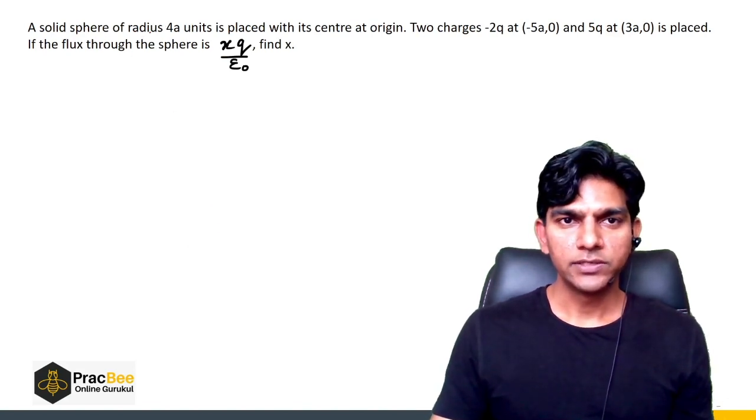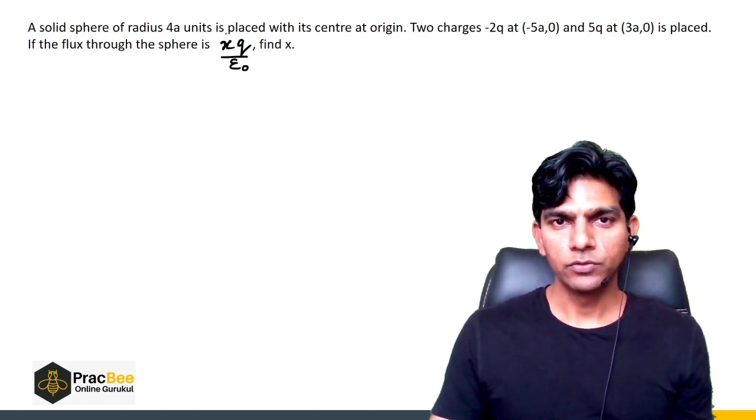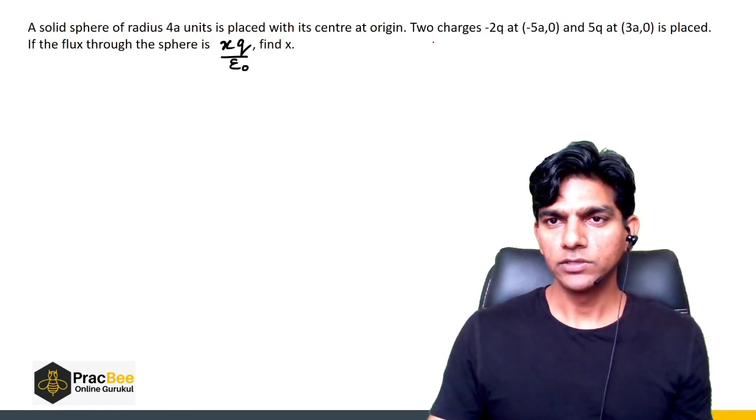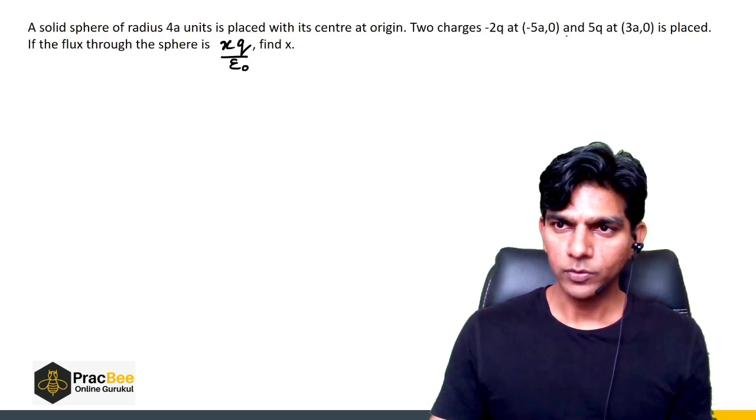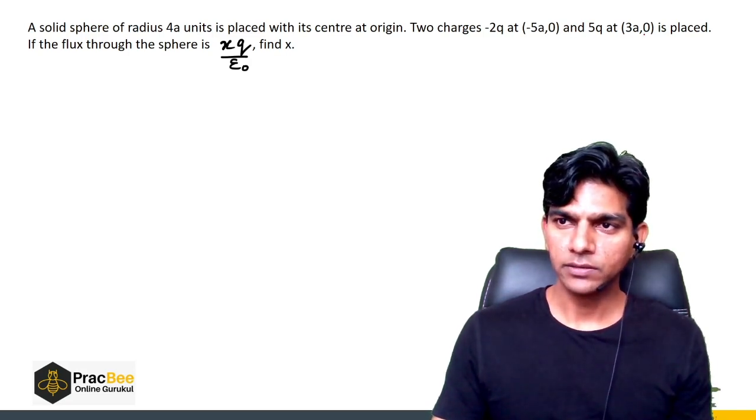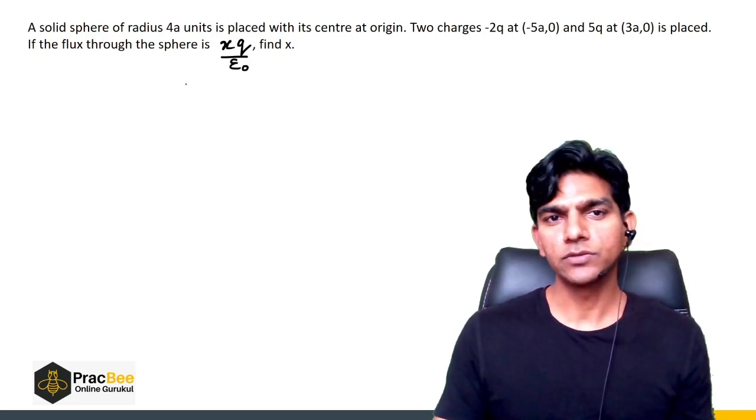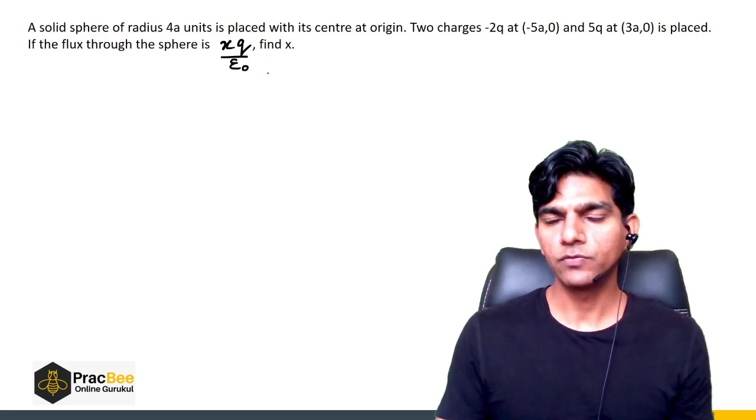Next, a solid sphere of radius 4a units is placed with its center at the origin. Two charges, minus 2q at minus 5a comma 0 and plus 5q at 3a comma 0, are placed. If the flux through the sphere is x cube by epsilon naught, find x.